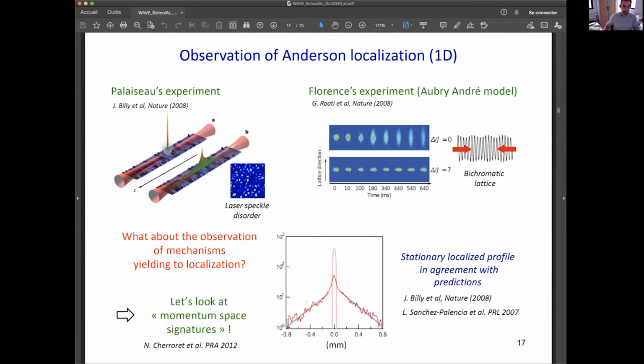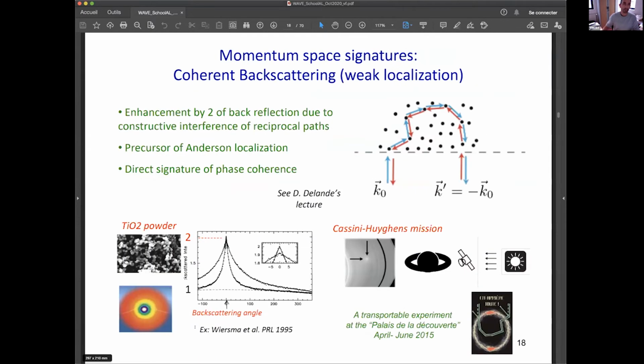So in fact, there was a very nice idea from Nicolas Cherroret and co-workers, and there is again Dominique Delande in the game, is, as I will show you now, that we can find a lot of signatures if we look now in momentum space. So let me just show you that first: what we could do is to observe directly one of the processes at the heart of Anderson localization, which is weak localization, and namely what we call coherent backscattering.